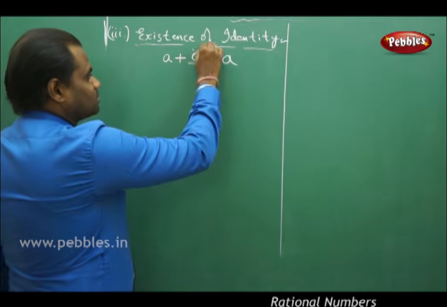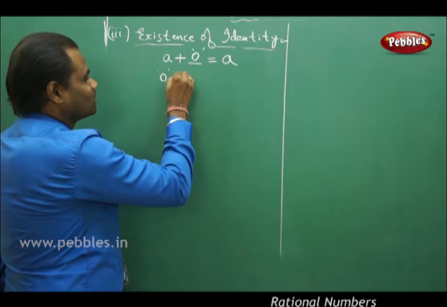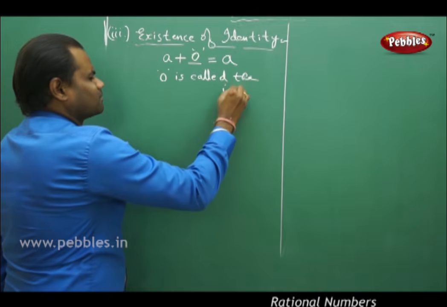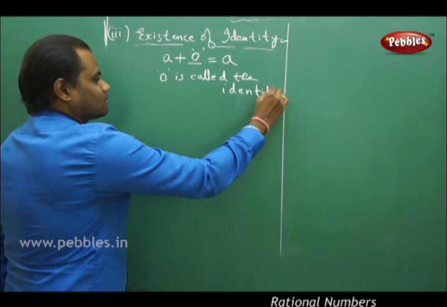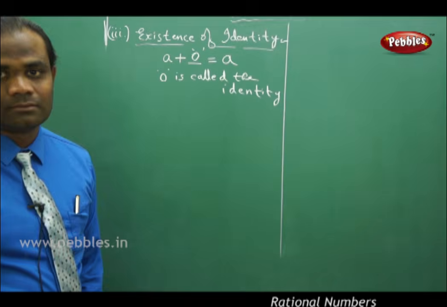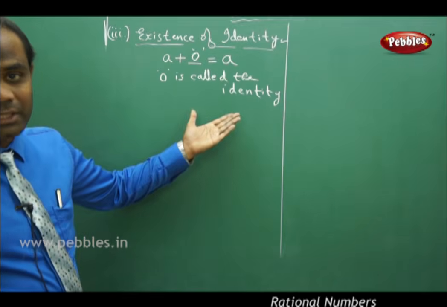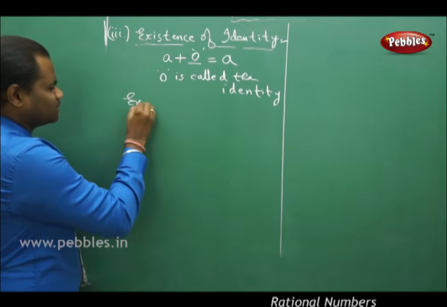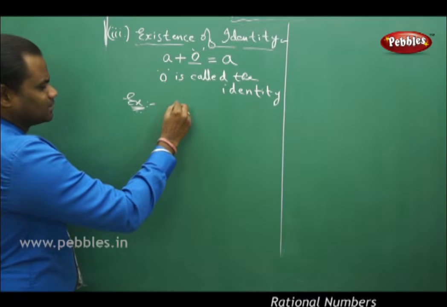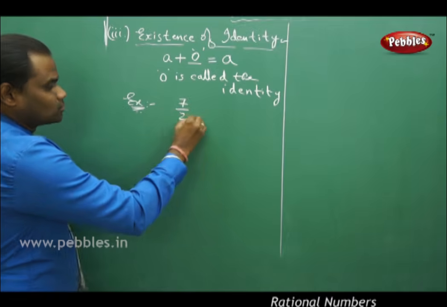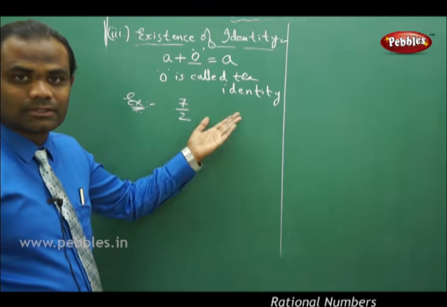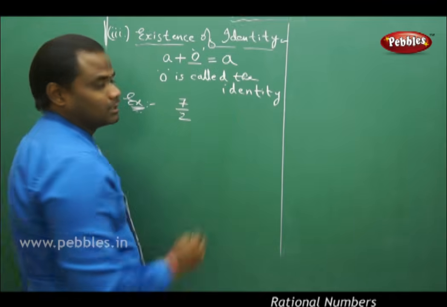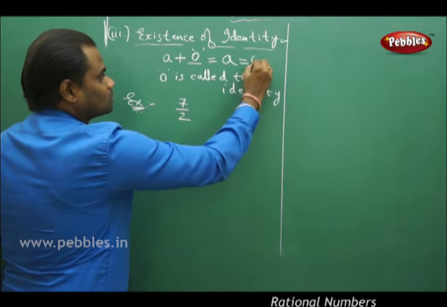So 0 has a special property, and in this case 0 is called the identity under addition. So this is very important in understanding the identity property of various numbers. For example, I take any rational number, say 7/2, and I want to add 0 to this and see if I get back the same element. So I have A plus 0, and this should also be equal to 0 plus A.